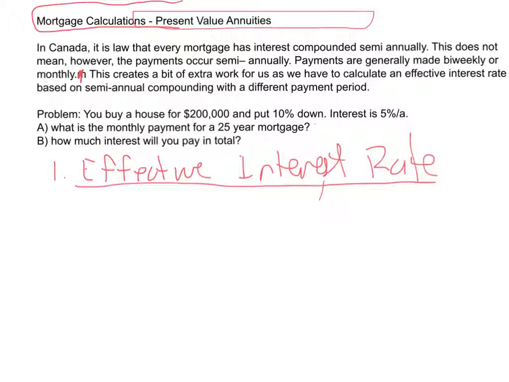Okay, so here we go. We've got a house for $200,000 and we've put 10% down. Let's figure out the effective interest rate. So here's what we've got. We've got 5% interest per annum. If it's being compounded semi-annually, that means we have to divide by 2, which is 2.5%. So semi-annually means twice a year. So we get 2.5% interest, or we're charged 2.5% interest every 6 months.